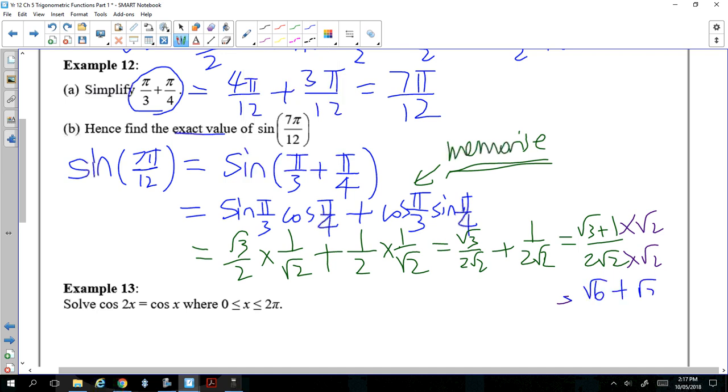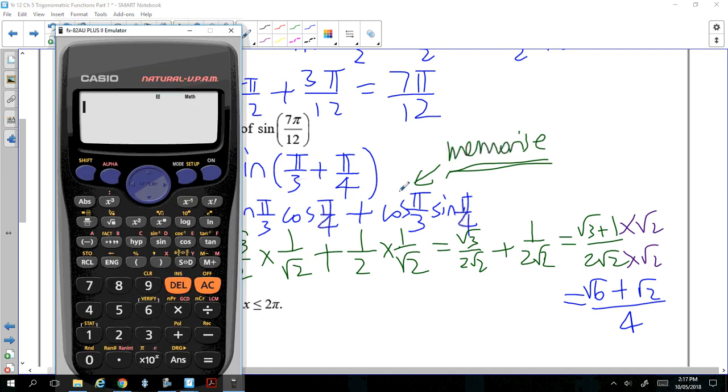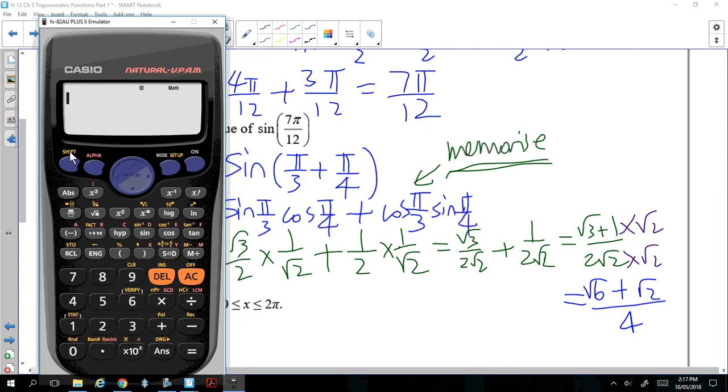Now, how do I check your answer? How do you know if your answer is right? To check your answer, use your calculator. What you do is you go shift sine. Or you can do it in degree mode. So shift sine, root 6, you can type in fraction, root 6 plus root 2 over 4.